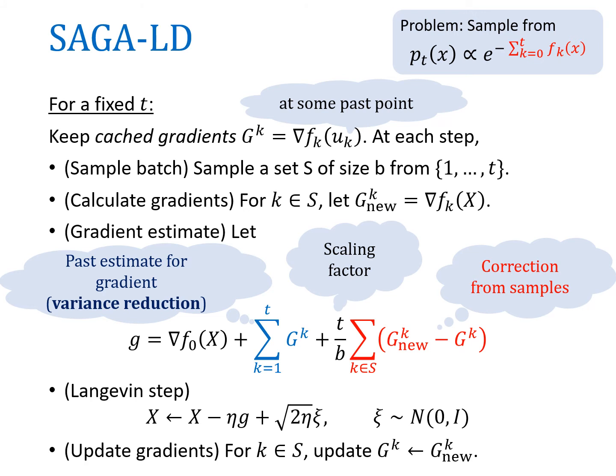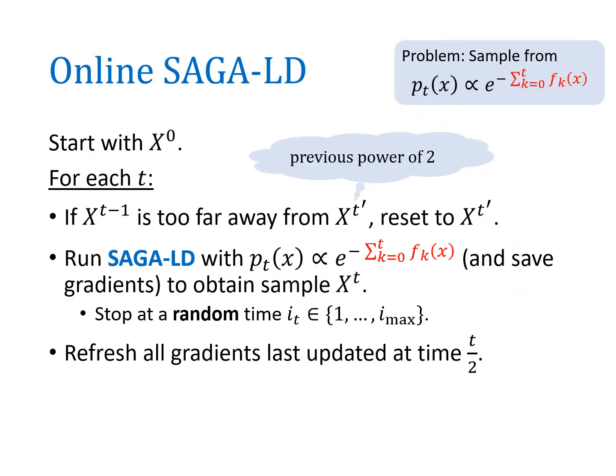We use these to correct the estimate from the sum of the cached gradients. Using this gradient average reduces the variance of the gradient. Finally, we update the cached gradients with the b new gradients that we computed. For the online algorithm, we carry out this procedure for each t, taking a number of steps that's poly-logarithmic in t. There are a few technical things we have to do.